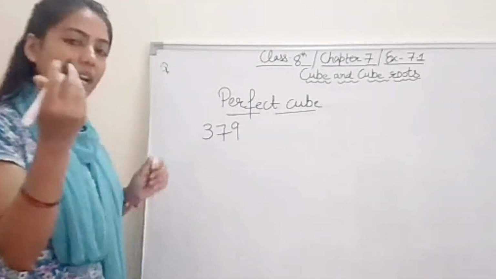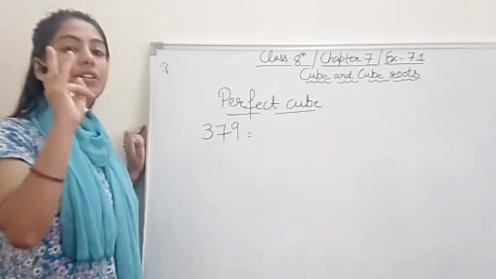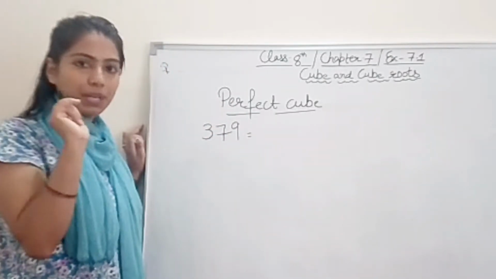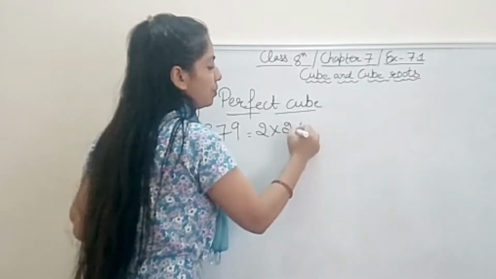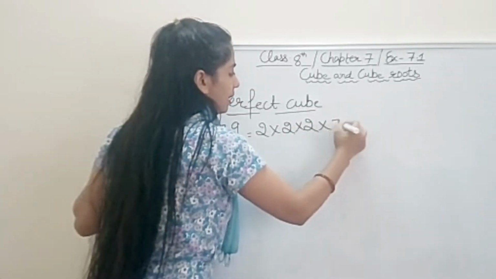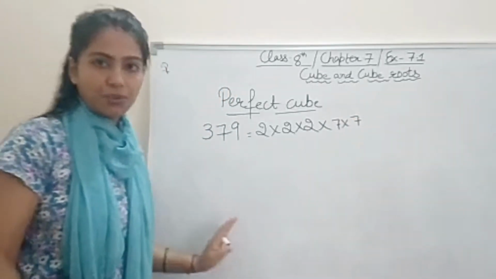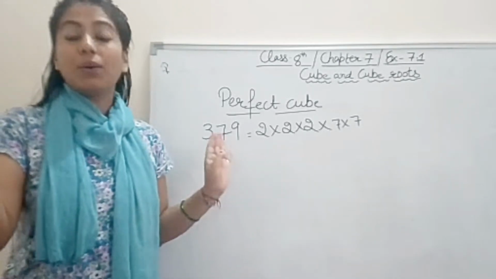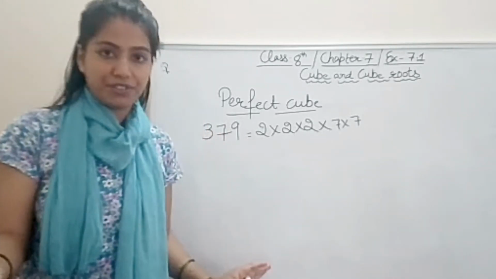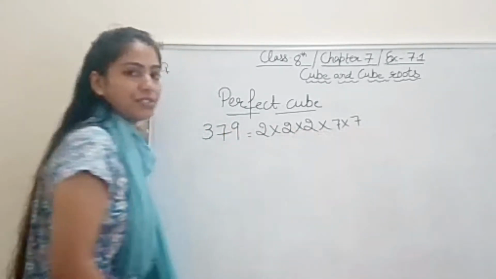So student, as you know, perfect cube means every number should be in triplet form, right? Groups of 3 should be formed. So suppose the factorization is 2 into 2 into 2 and 7 into 7, right? I'm not doing prime factorization over here. That we will do in the exercise. I know you all are familiar with the prime factorization method, right?